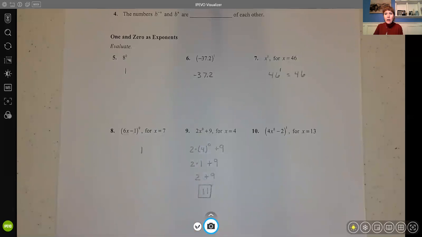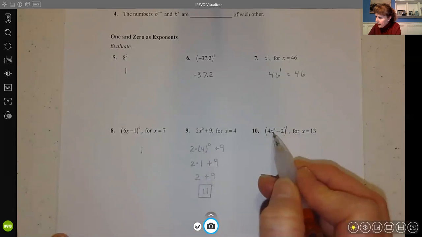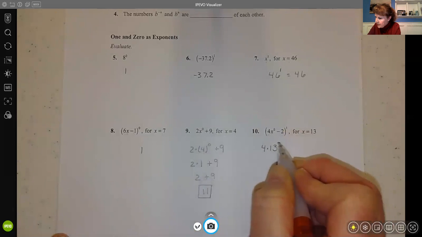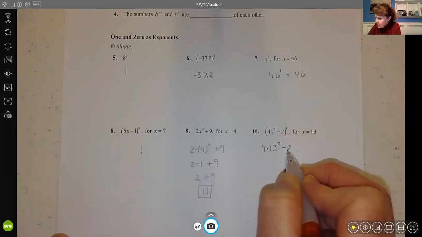All right. Let's look at number 10. Again, it's a little different. You're going to put the 13 in. It looks pretty much like a combination of number 9 and number 7. But you put the 13 in. 4 times 13 to the 0 minus 2.